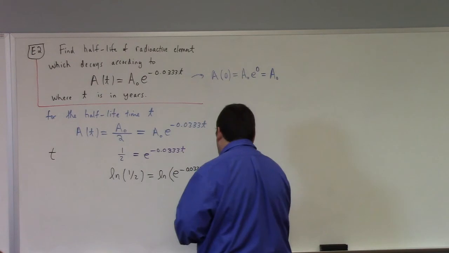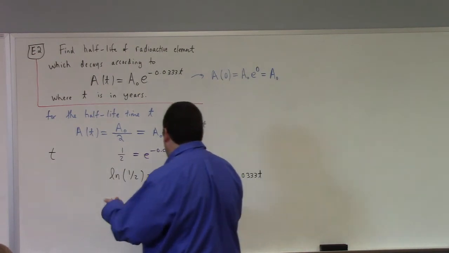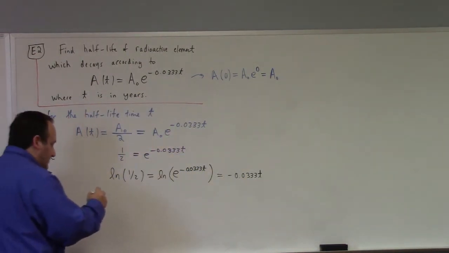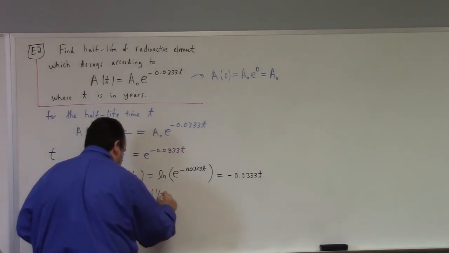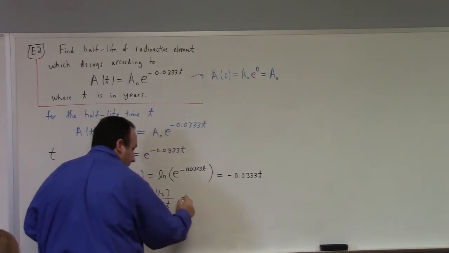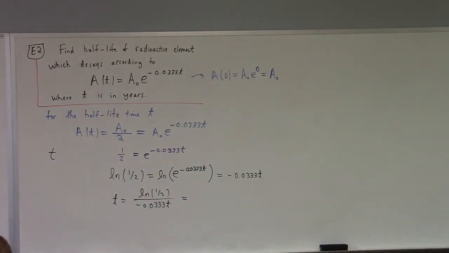Let's finish this thing. We've got many more of these to do today. So minus 0.0333t is what you get there, right? Because natural log and exponential are inverse functions. So then solve for t. You've got t is equal to the natural log of a half divided by minus 0.0333. And then at this point, I need my calculator. See what we get.